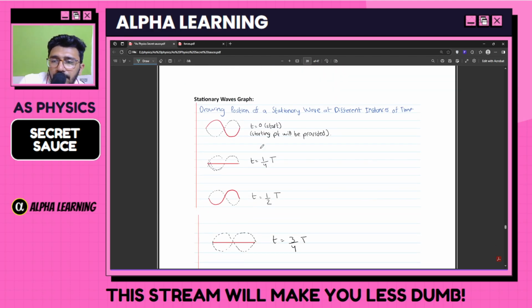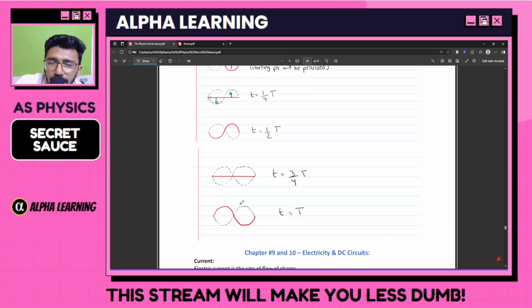Now you have the graphs for stationary waves as well. A stationary wave travels in quarters. In the first quarter, this loop comes downward, this moves upwards, the waves flatten out. Then this moves further downward, this moves further upwards. The wave flips after another quarter of a time period.